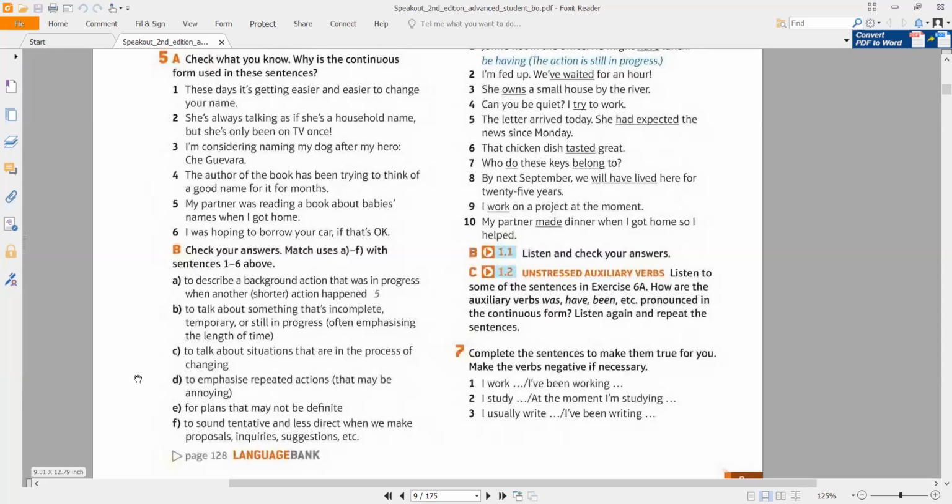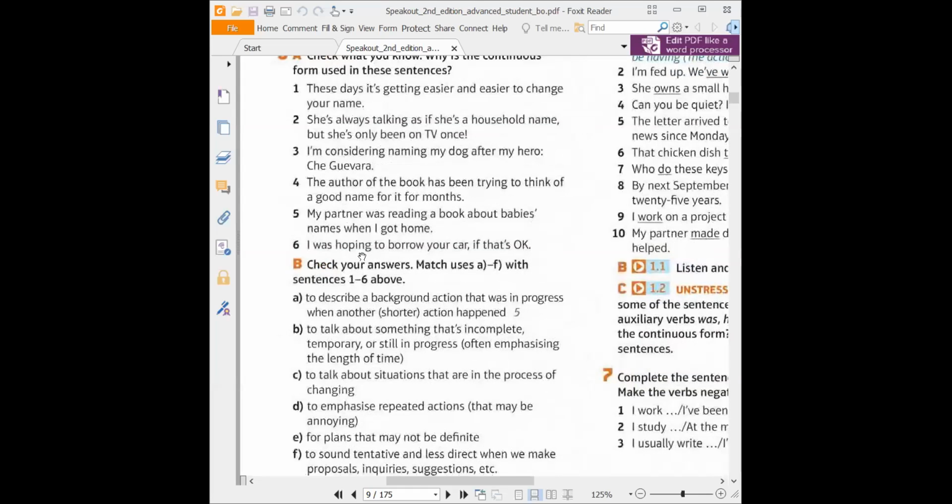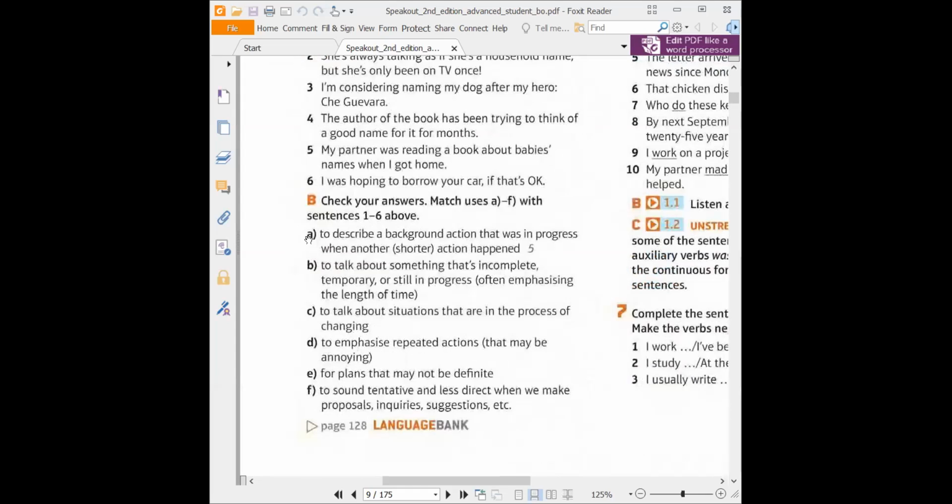Okay, so let's see. Who wants to do the first one? Sentence number 1. Can I? Yes, please, go ahead. Or I'm sorry, let's do it the opposite way. For example, you can read to us A: to describe a background action that was in progress when another shorter action happened. And here, look, they wrote it's sentence 5. You can see this is sentence 5. My partner was reading a book about babies' names when I got home.